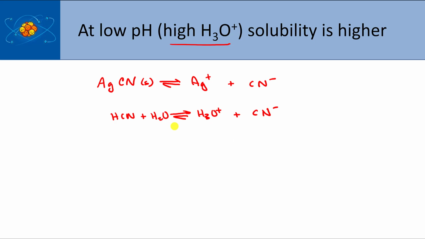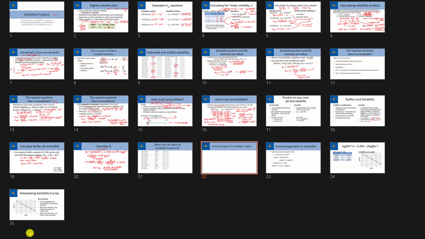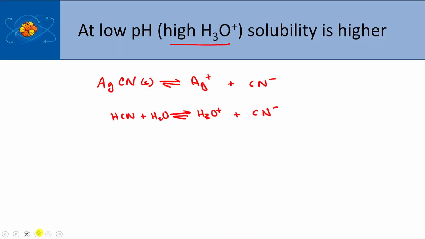Actually, let me use a different color for this. Oops, didn't mean to do that. Oh gosh, the icons are shifting on me there. I don't know if you can see that. It's like playing a game with me.